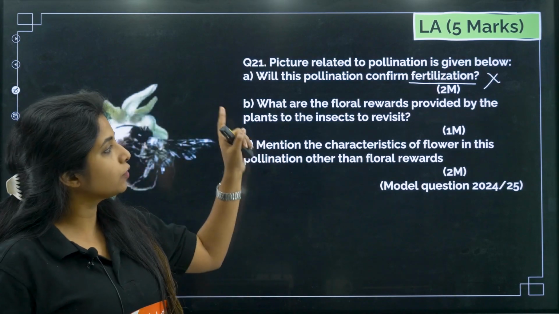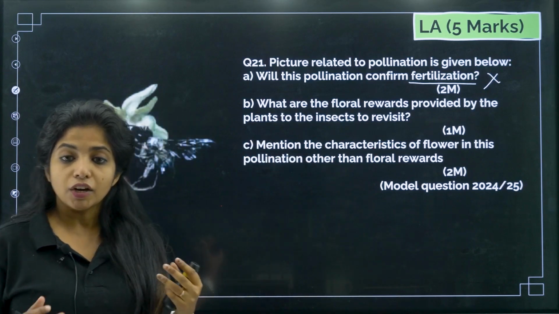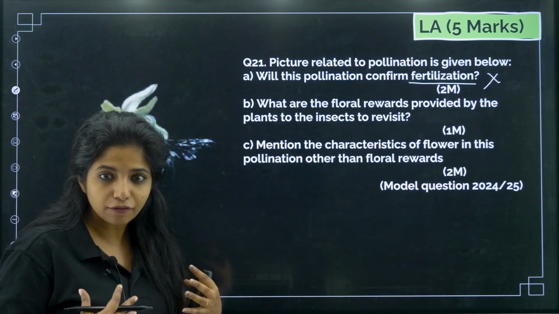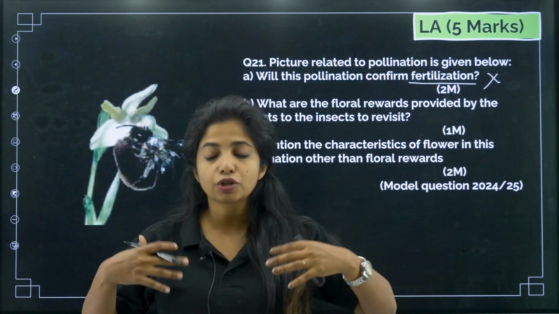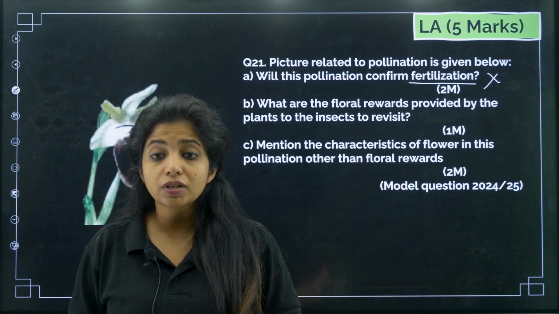Okay. Now, what are the floral rewards provided by the plants to the insects to revisit? Now, insects are the ones that carry the pollen grains. So, plants have to do something. They are selfish. They want pollination to happen. If pollination is not happening, they are not able to reproduce and give out more progenies of their kind.